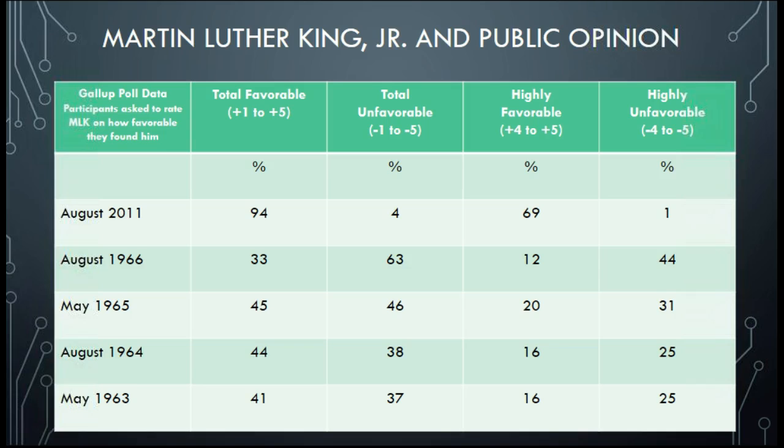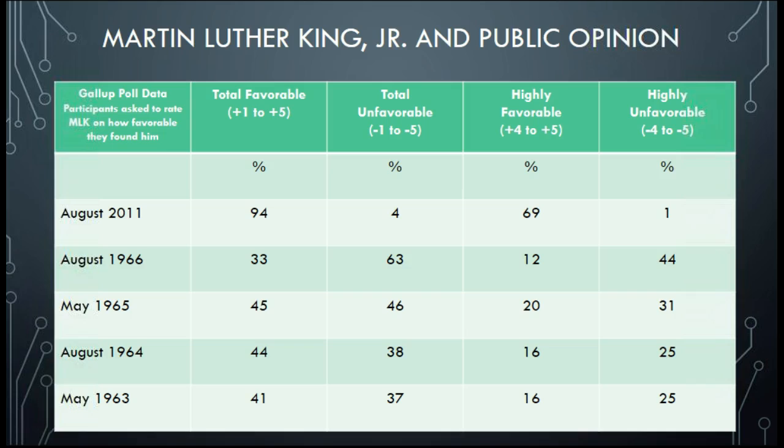If they ranked him +1 to +5, that meant they had a favorable opinion of him. If it was -1 to -5, it was unfavorable. They didn't like Martin Luther King. The Gallup poll considered +4 to +5, the highest two ratings you can give him, as highly favorable, and -4 to -5 as highly unfavorable, the two lowest scores you could possibly give. I like to show this to students because it really shows what people thought of Martin Luther King when he was alive.